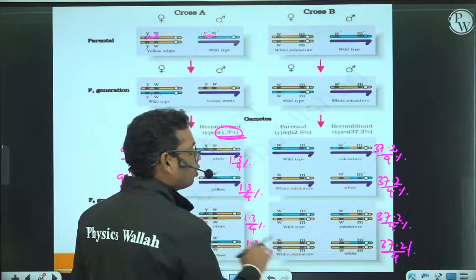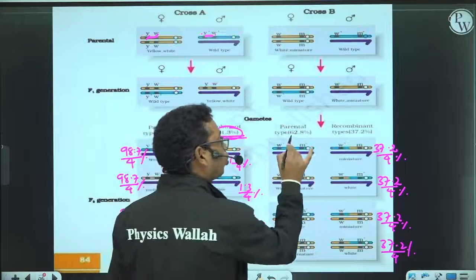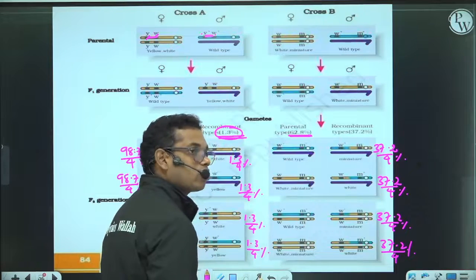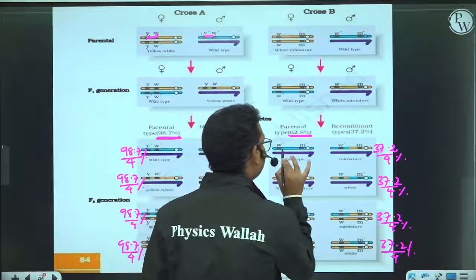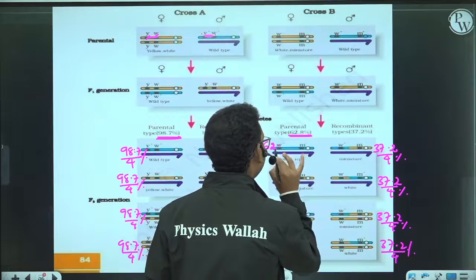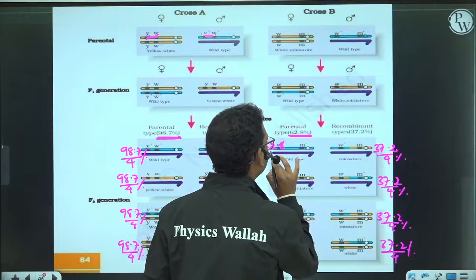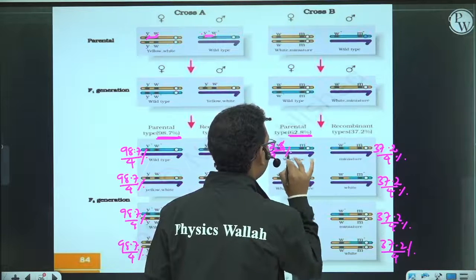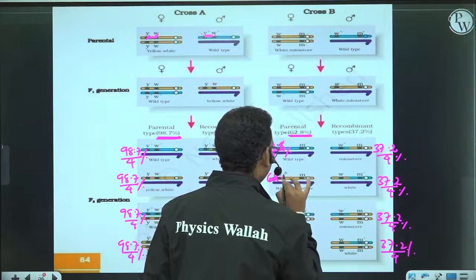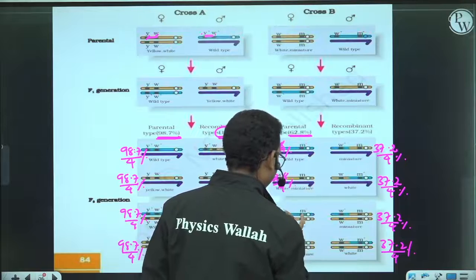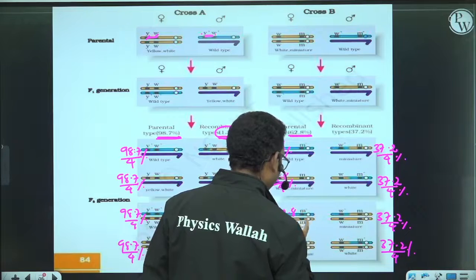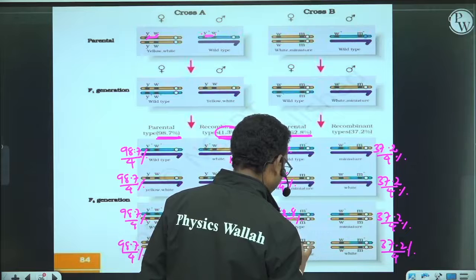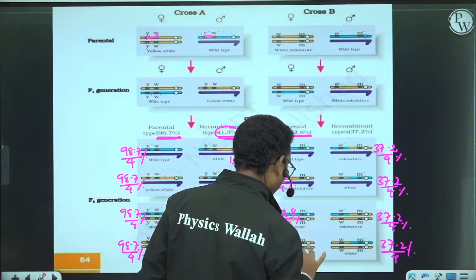What about the parental types? Total parental type is 62.8%, so this will be 62.8 upon 4%. This one also 62.8 upon 4%, and likewise for the remaining parental types.